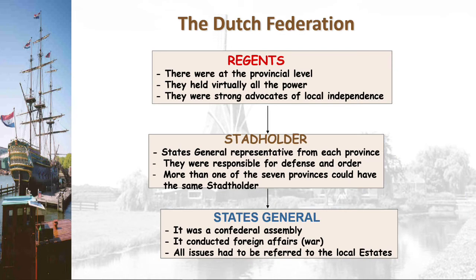The Dutch Federation. You had regents, and these were at the provincial level. They held virtually all the power, and they were strong advocates of local independence. Then you had the Stadtholder. A Stadtholder was a representative in the States General from each province, and they were responsible for defense and order. And more than one of the seven provinces could have the same Stadtholder. And the States General. This was a confederal assembly, and it conducted foreign affairs, in other words, war, and all issues had to be referred to the local estates.